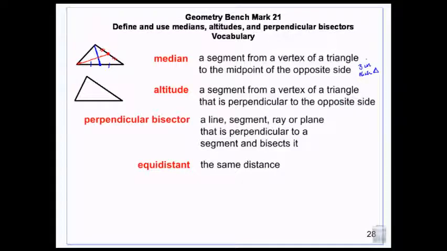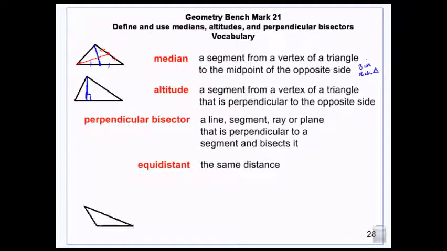An altitude is like a median, in that it comes from a vertex, but it doesn't go to the midpoint. It'll go to a 90-degree angle. And every triangle has 3 altitudes. However, not every altitude is inside the triangle.